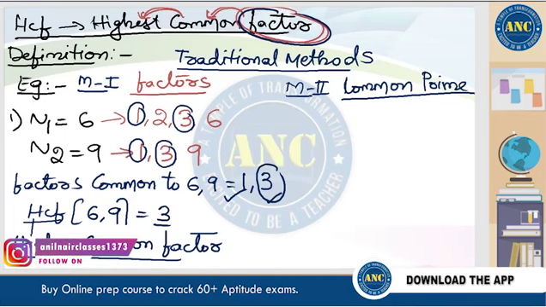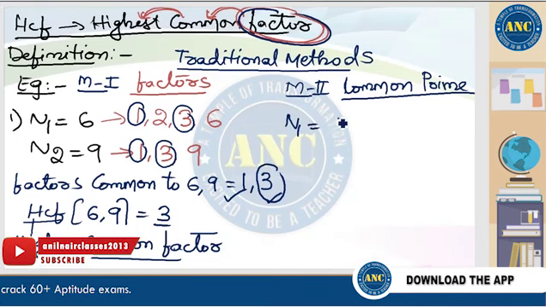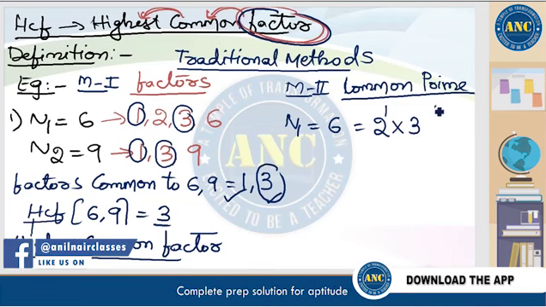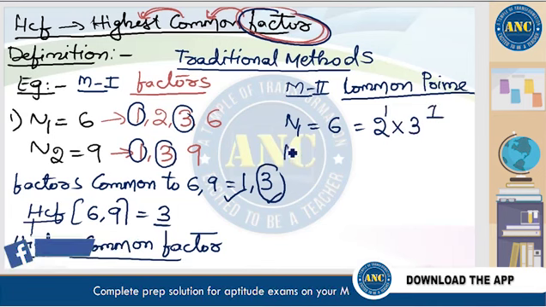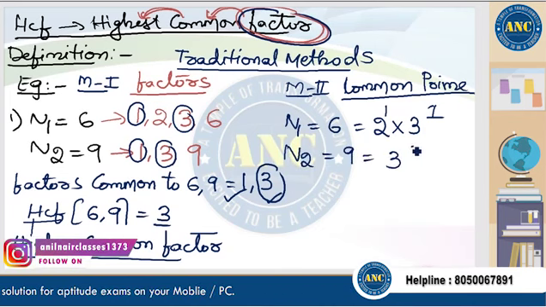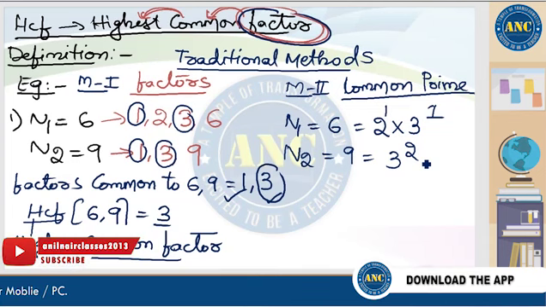Common prime basis. What is the common prime basis method? Suppose there is a number 6, convert this number into prime bases 2 and 3. There is another number 9. 9 is nothing but 3 square. Convert every number into prime bases.